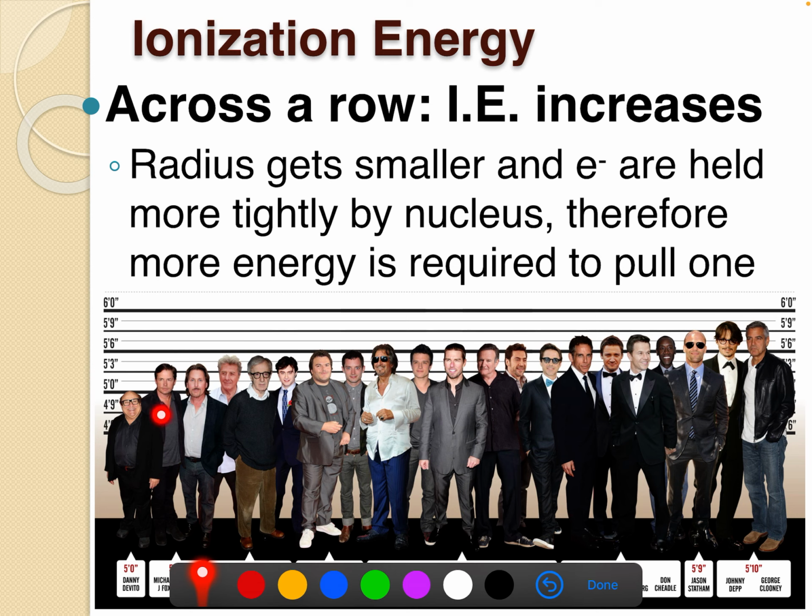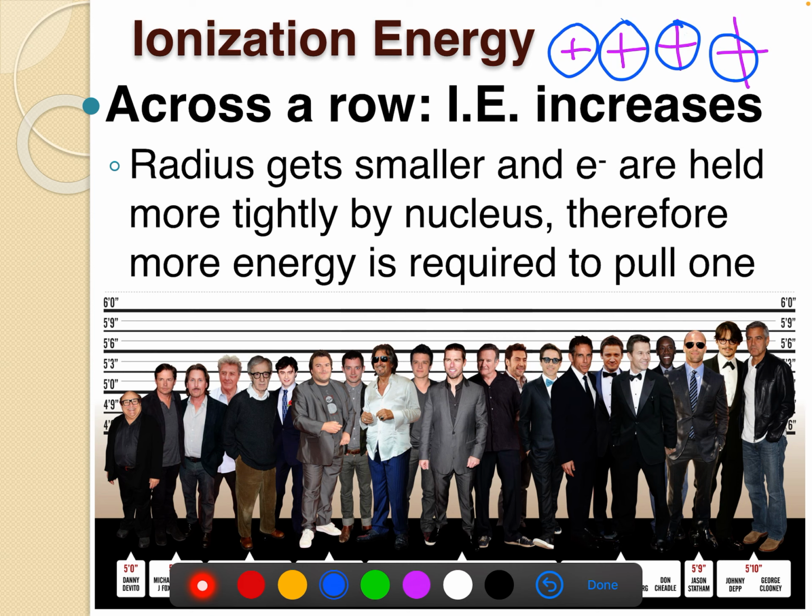And I have this silly picture here of these actors and their heights. And again, it has to do with the positive charge of the nucleus actually getting larger because you're adding more protons. And there's still the same amount of energy level, and it's kind of getting held more tightly.